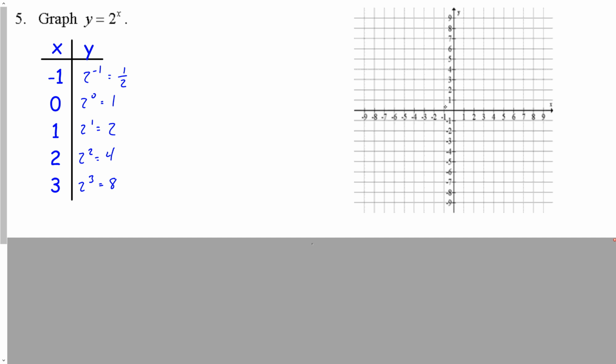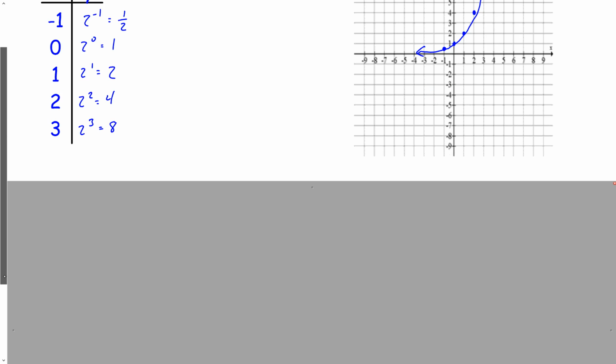So if I have -1, 1/2, do my best with the fraction. 0, 1, 1, 2, 2, 4, and 3, 8. So now this is a curve. All exponential graphs are curves. This curve would be that basic shape. Hopefully you do a better job connecting those points than I did.